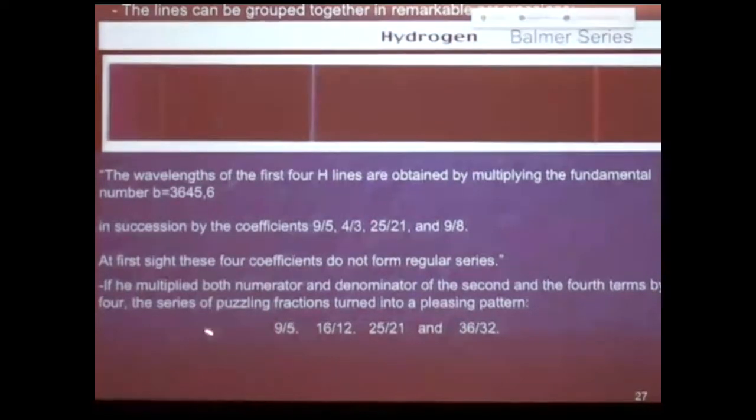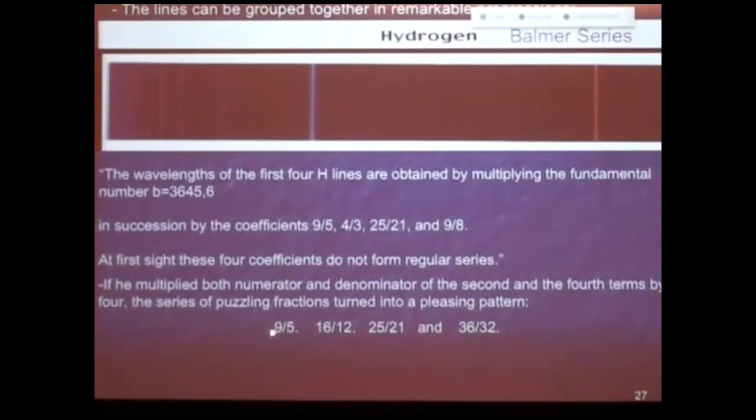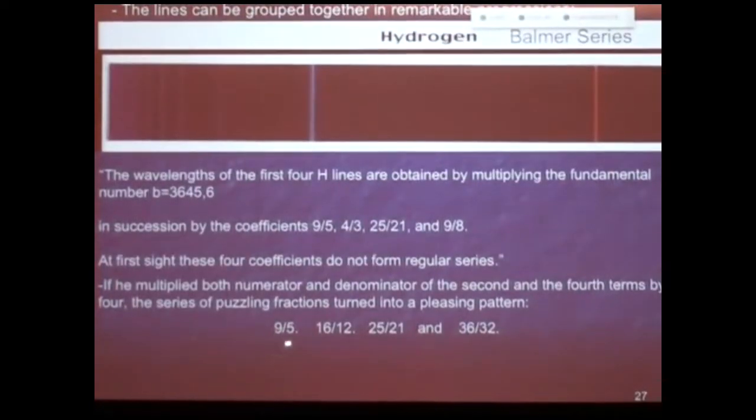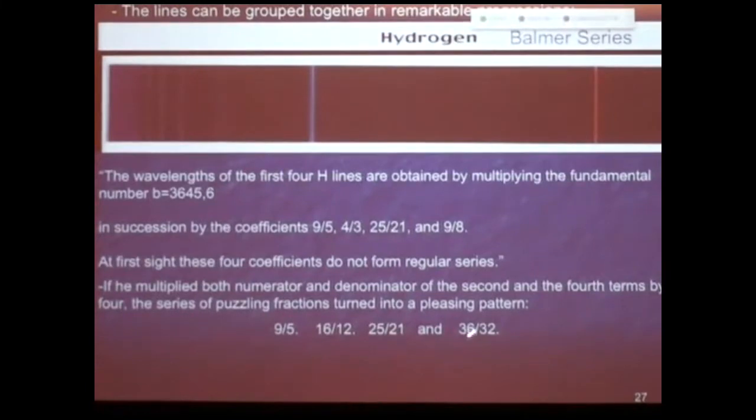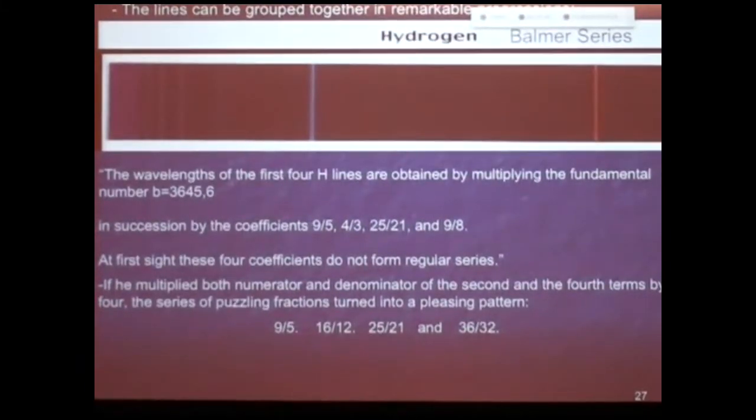So now you see what you got. The same number, right? 4/3 or 16/12, 9/8 or 36/32. Same number. But now you see what you've got: 9, 16, 25, 36. n squared, right? Starting with 3. And then here you've got 5, 12, 21, 32.